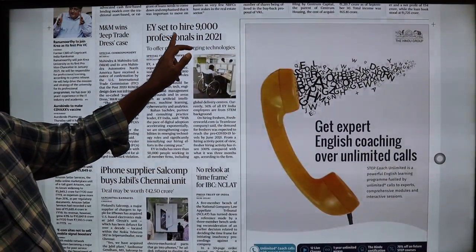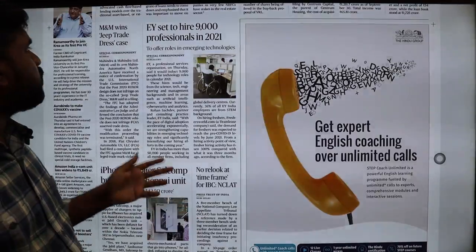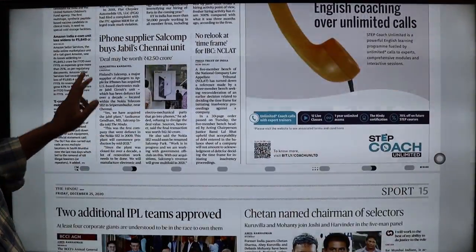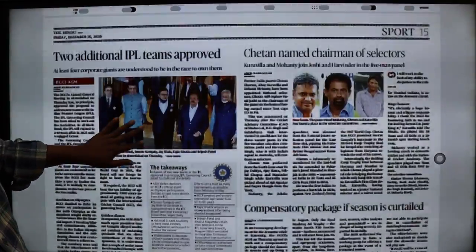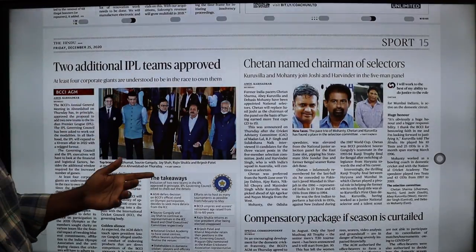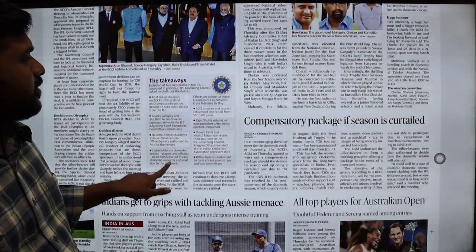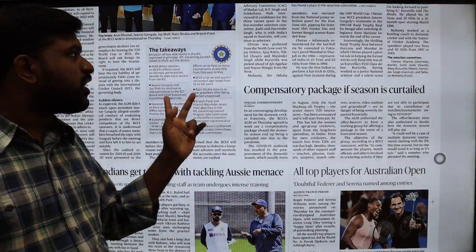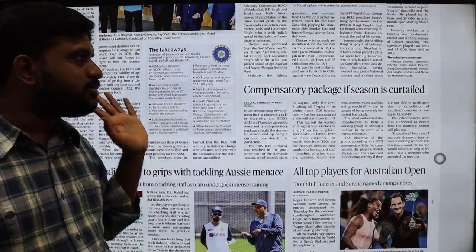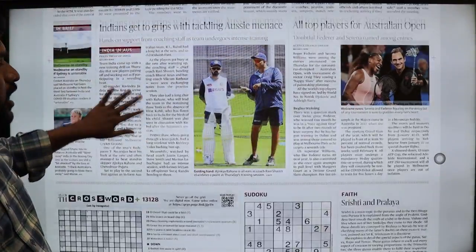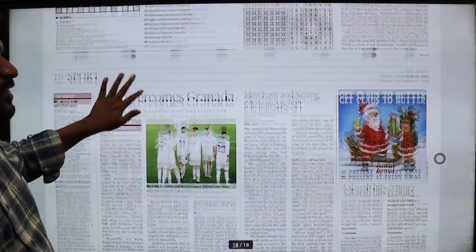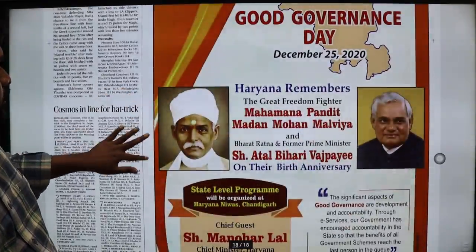EY said to hire 9,000 professionals. What will you do? Nothing. iPhones up. Two additional IPL teams approved. What will you do? Nothing, but just know the names. What are the two IPL teams? That's it. Cricket, don't bother about it. As if only cricket is there in the world.